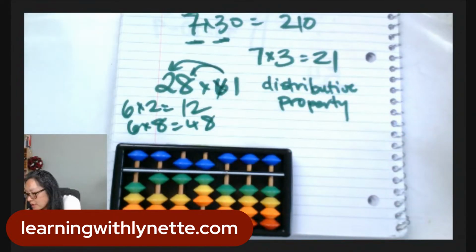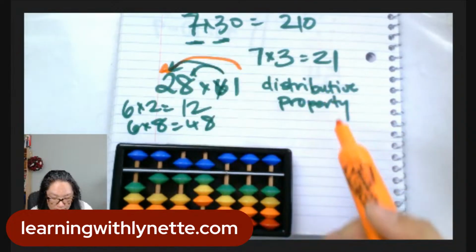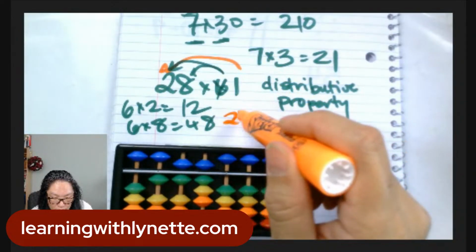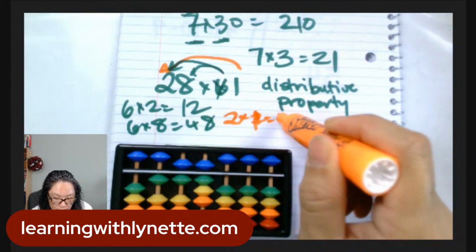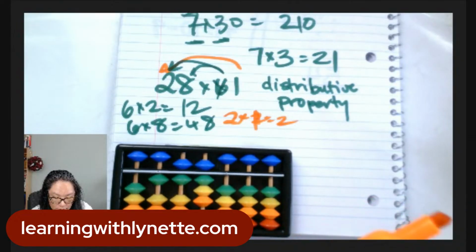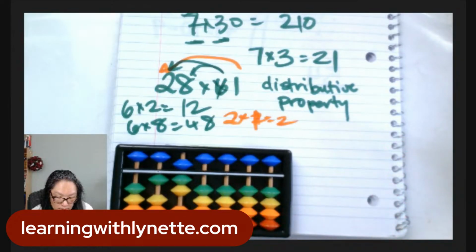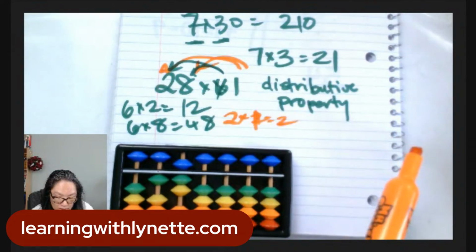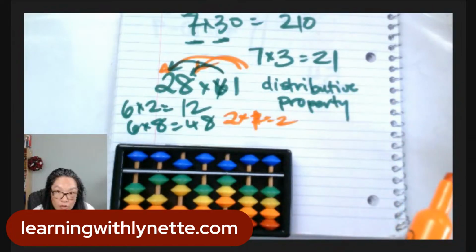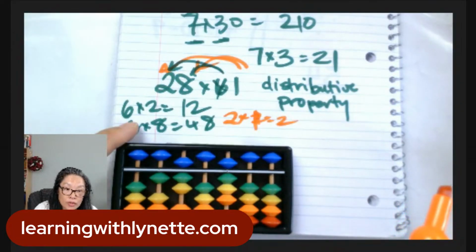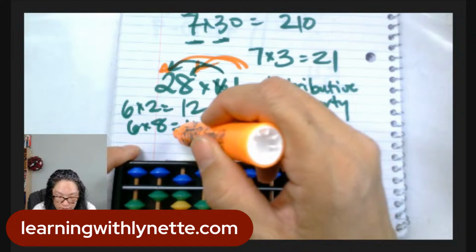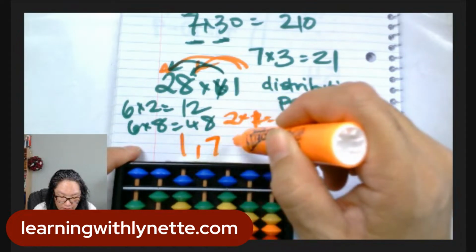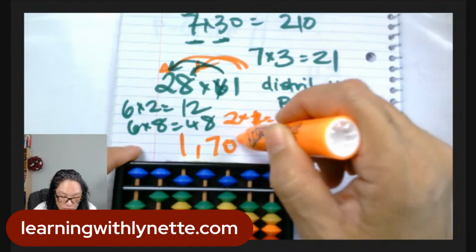All right. What's the next one? 1 times 2 is equal to 2. Add 2 here. Plus the 10 minus the 8. And then 8 times 1 is 8. 8 is a single digit. I go back 1 column. I add my 8. So then my final answer is 1,708.